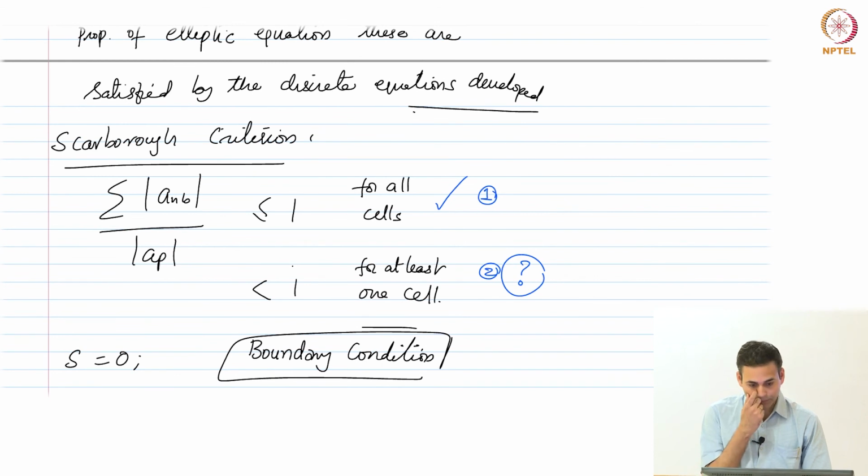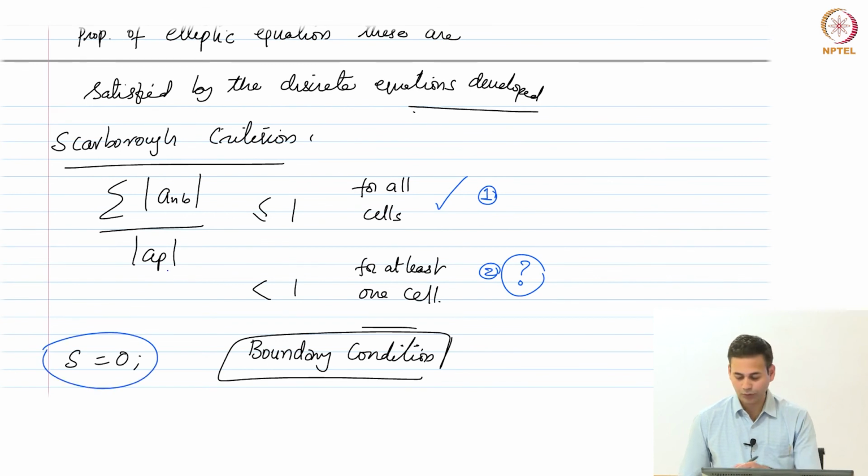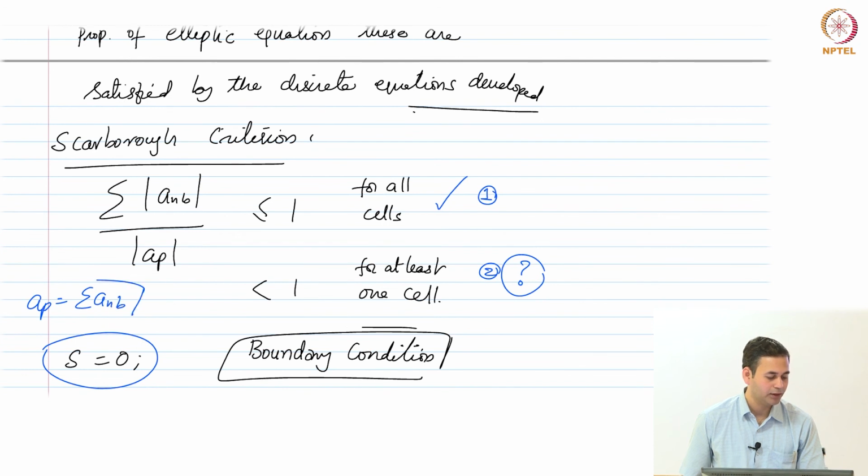Questions till now? The Scarborough criteria? Okay. The Scarborough criteria explanation, essentially you know the condition, right? Sigma modulus A and B upon mod AP should be less than or equal to 1 for all the cells in the domain and should be less than 1 at least for one cell. Now, in the absence of sources, that is S equals 0, what we have developed is AP equals sigma A and B, right. This is what we have.